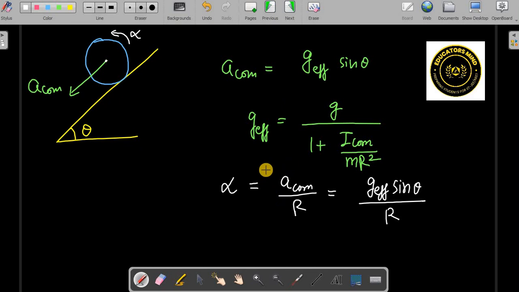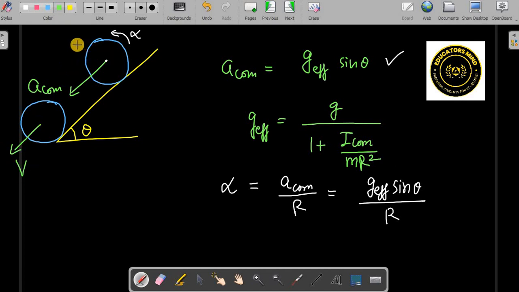Now here there are some important results, like for example, what will be the velocity when it reaches the bottom, how much time it will take, and how much distance it will travel. Everything can be calculated by just considering this acceleration of center of mass. Okay, so let us calculate the velocity that it will achieve at the bottom.